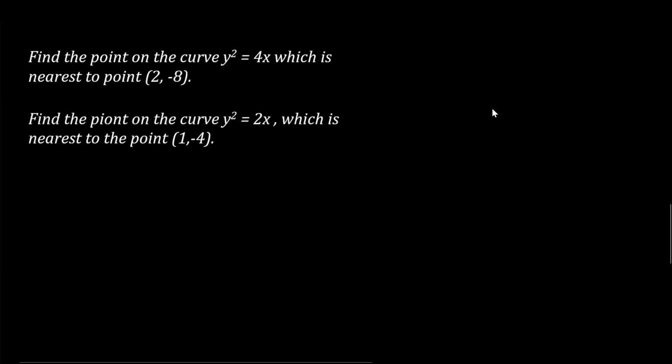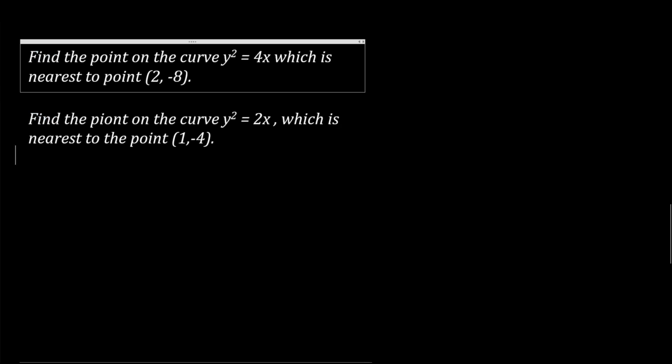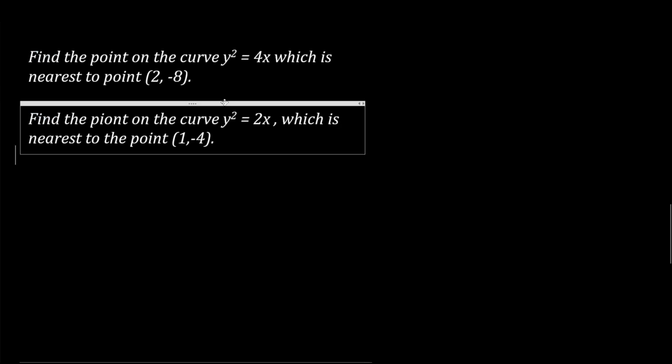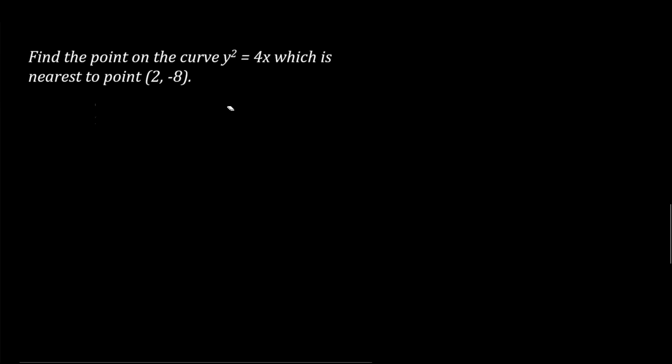In this video, we are going to do these two questions from the chapter application of derivative based on maxima minima. So let's begin with the first one. It says find the point on the curve y square is equal to 4x, which is nearest to the point 2, minus 8. So let's say if I have a curve like this and its equation is what?